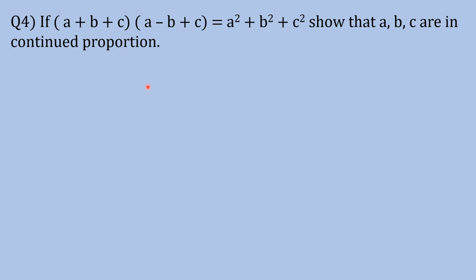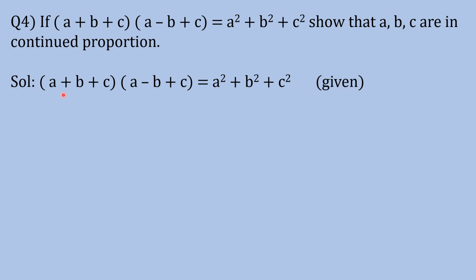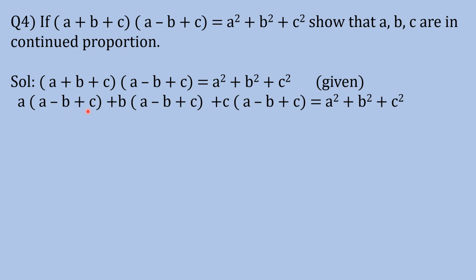So what is given? Let's take that part first. Solution: (A plus B plus C) into (A minus B plus C) equal to A square plus B square plus C square. It is given. Now students, in the left hand side you can see two terms are there, that is binomial terms, but inside three terms are there. So I'll split one of the brackets and multiply and solve it. So I'll write down, therefore, A into (A minus B plus C), plus B into (A minus B plus C), plus C into (A minus B plus C) equal to A square plus B square plus C square.